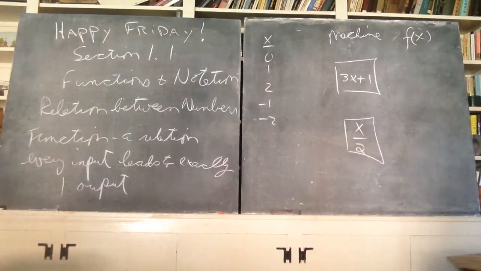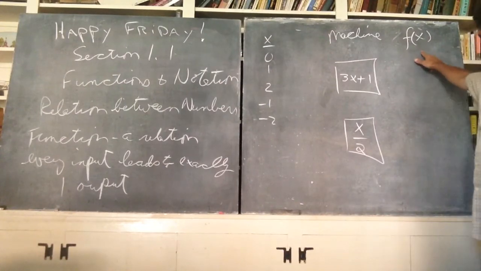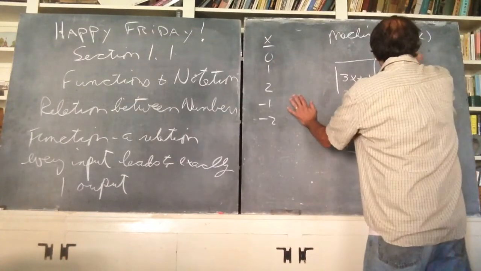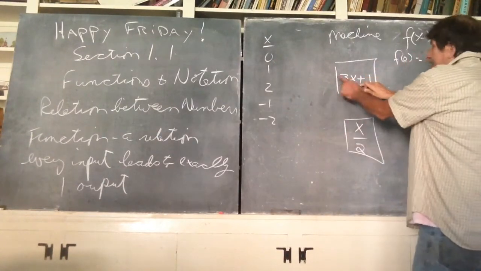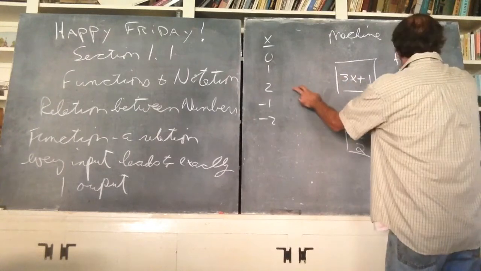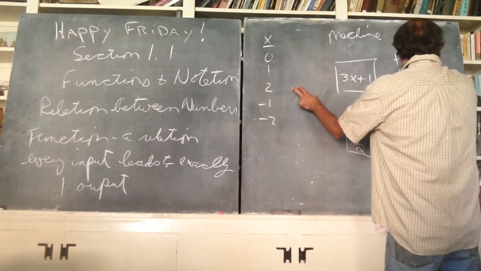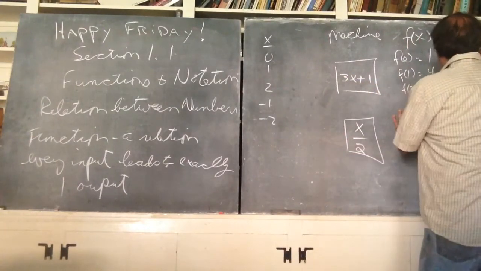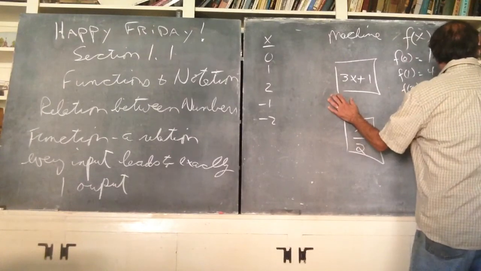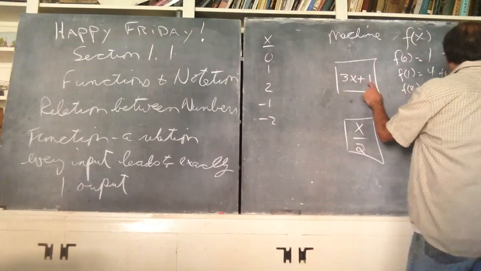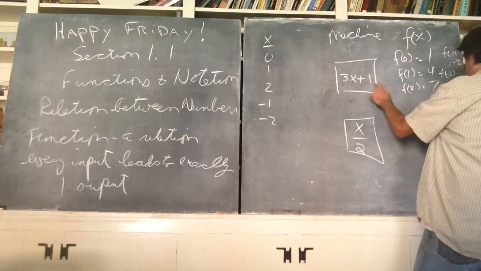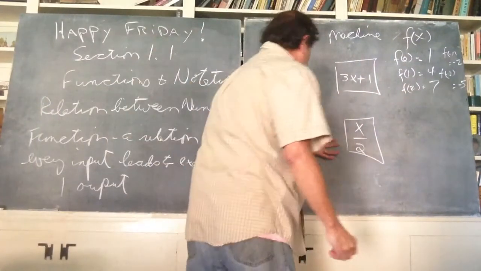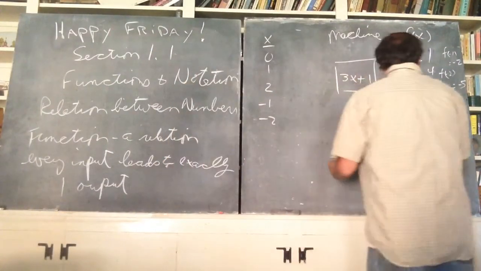This is called notation. It's called the function's value at x. So the function's value at 0 for 3x plus 1 is 3 times 0 plus 1. The function's value at 1 is 4. At 2 is 7: 3 times 2 is 6, plus 1 is 7. The function's value at -1 is -2. At -2 it's -6 plus 1, which is -5. That's that function.